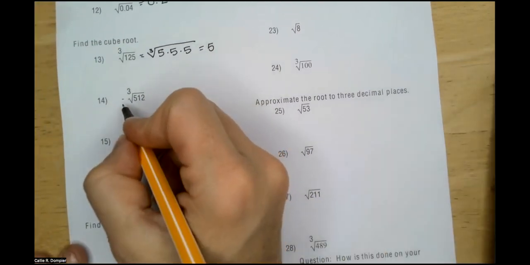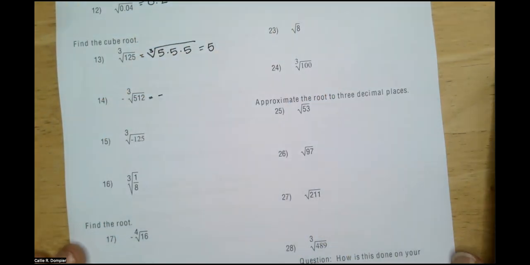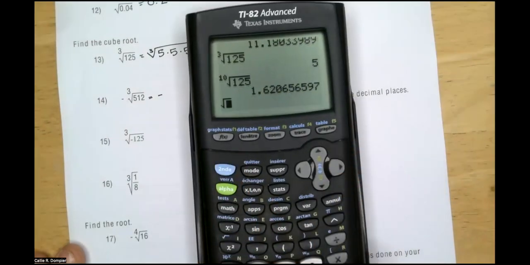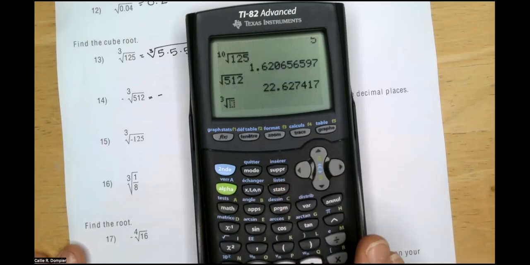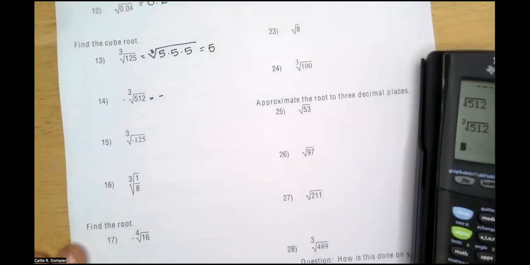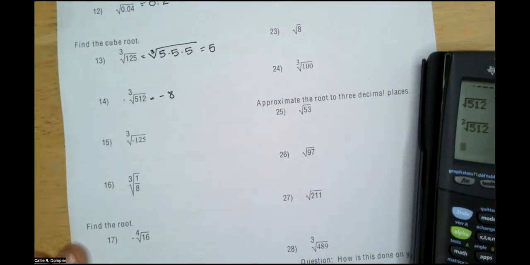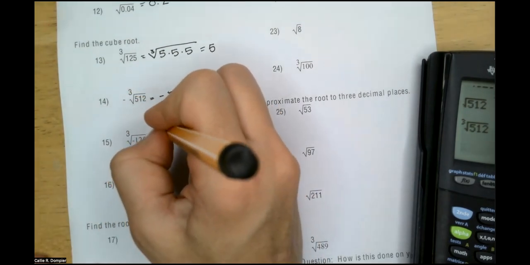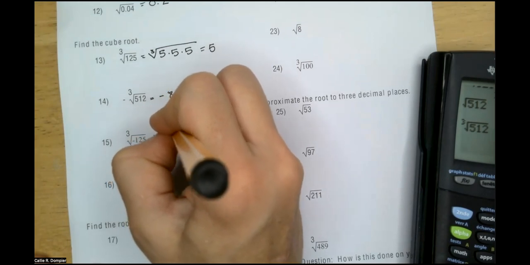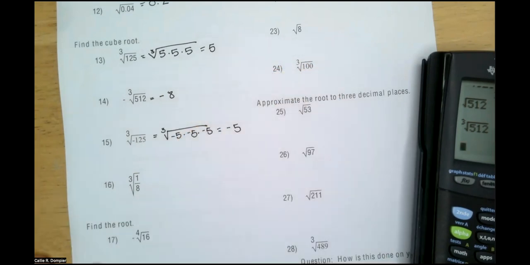Here is 512 with a negative sign in front of it. Remember, that just means carry the negative sign over to the other side of the equal sign. The cubed root of 512 is 8. So the negative cubed root of 512 is negative 8. The cubed root of negative 125, you can just put it in your calculator, is negative 5 times negative 5 times negative 5, which is negative 5.